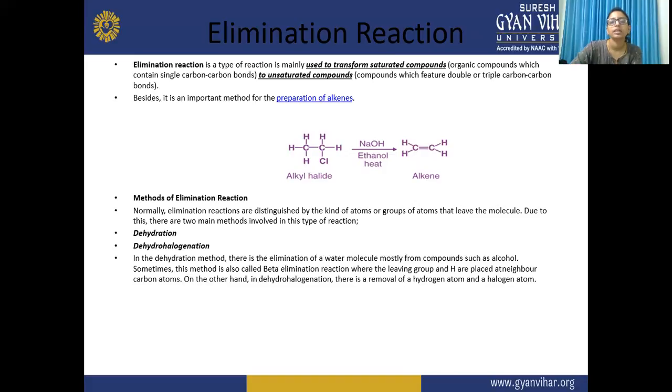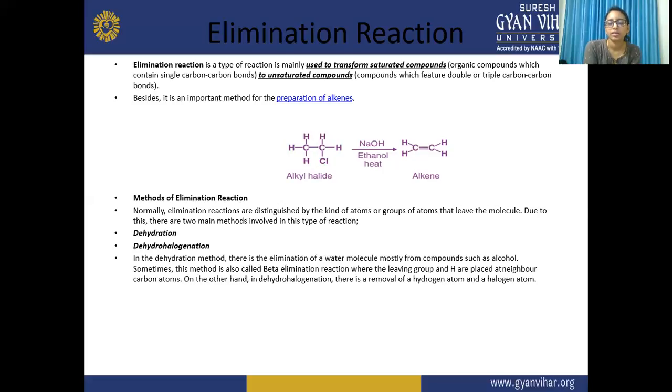So in the dehydration method, there is elimination of a water molecule, mostly from compounds such as alcohol. Sometimes this method is also called beta elimination reaction, and this dehydration normally occurs in alcohol. Dehydration in itself means that there is a removal of a water molecule from the compound. So this normally occurs in the alcohol.